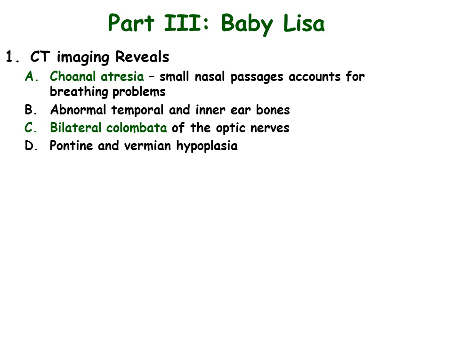While baby Lisa is taken to the neonatal ICU to help with breathing and feeding, they also managed to get some CT results. And they find that she has choanal atresia, which they think is accounting for her problems breathing. These are small nasal passages. She has abnormal temporal and inner ear bones.